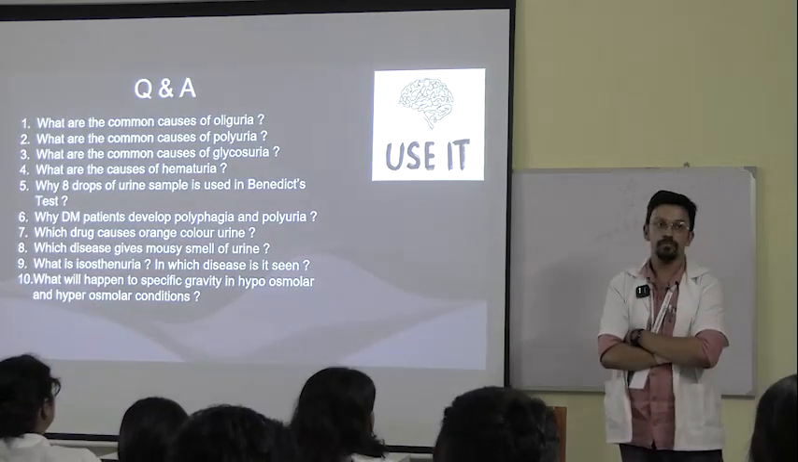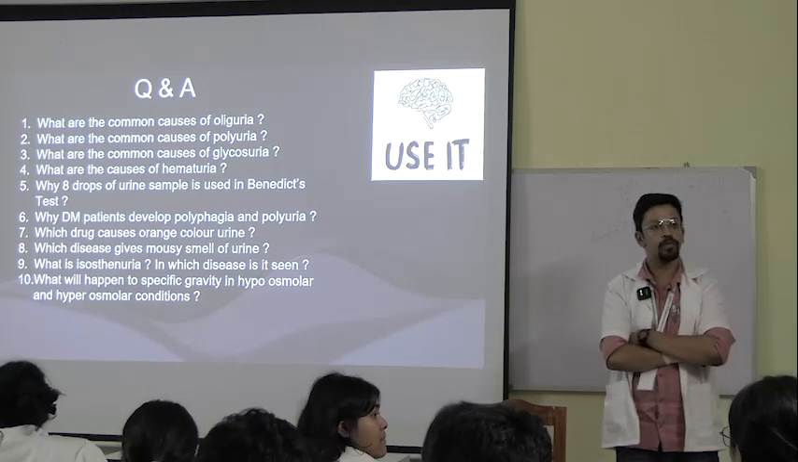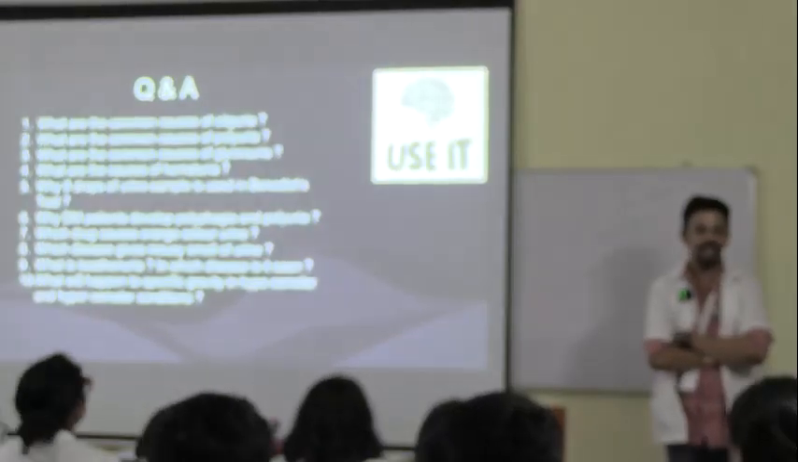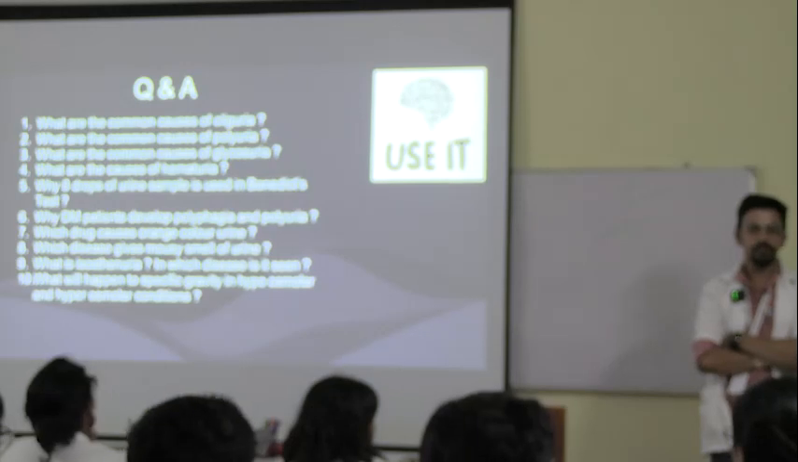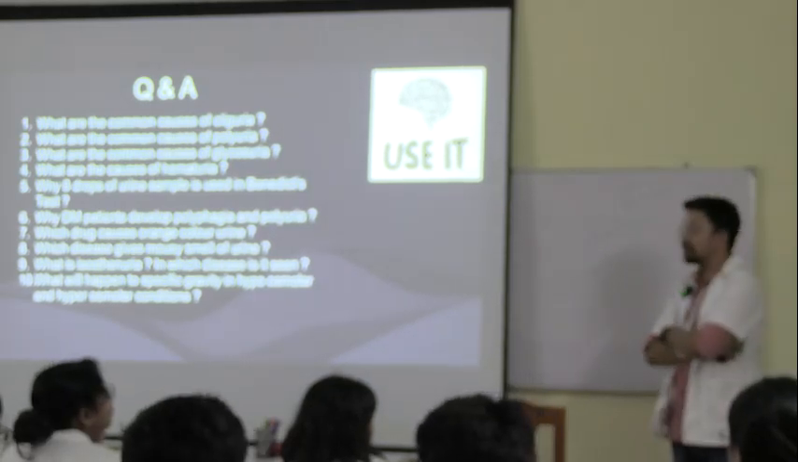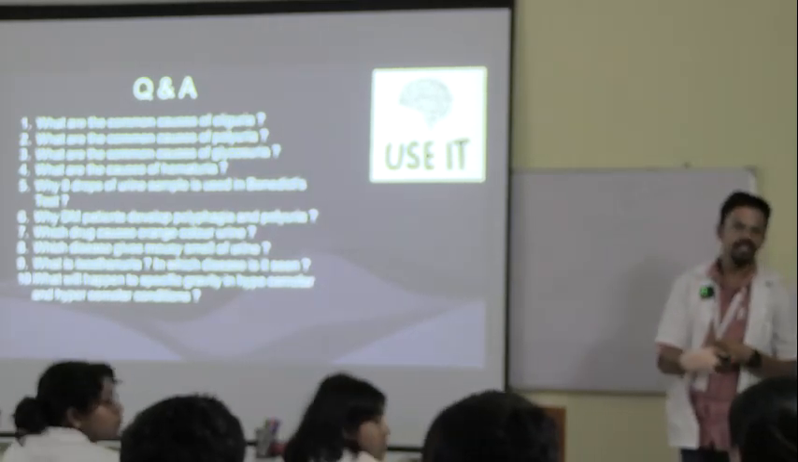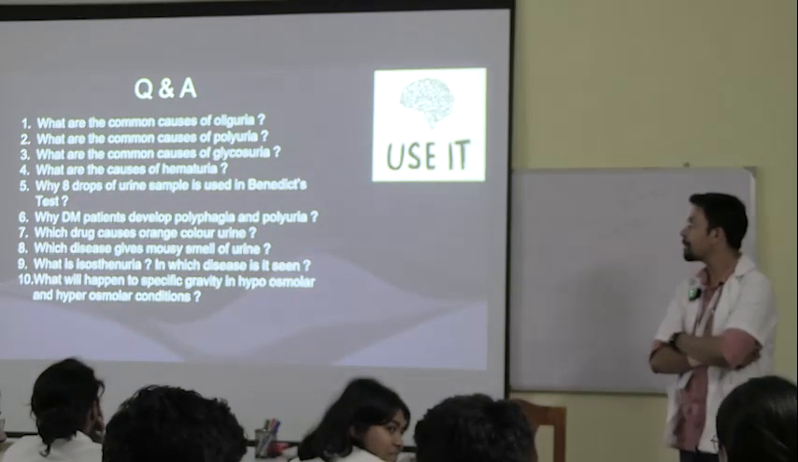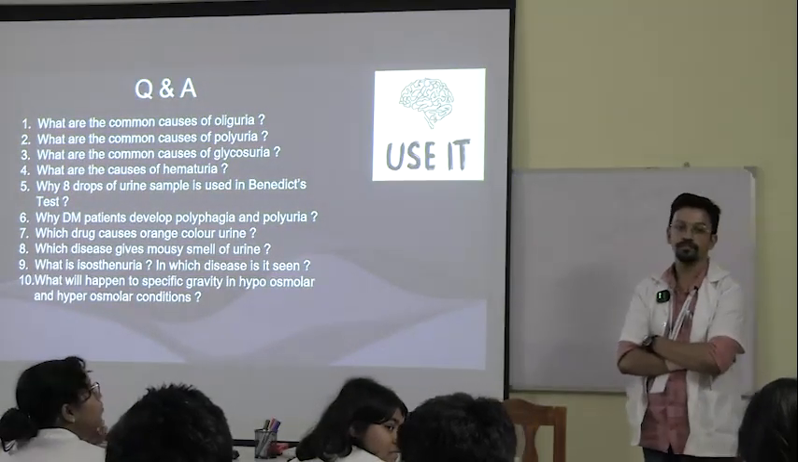What is glycosuria? Glyco means what? Glucose, sugar. Sugar is present in the urine. That is what glycosuria is. Understood? Sit down. Next. Next to her. Yeah. Stand up. Tell me the common causes of oliguria.